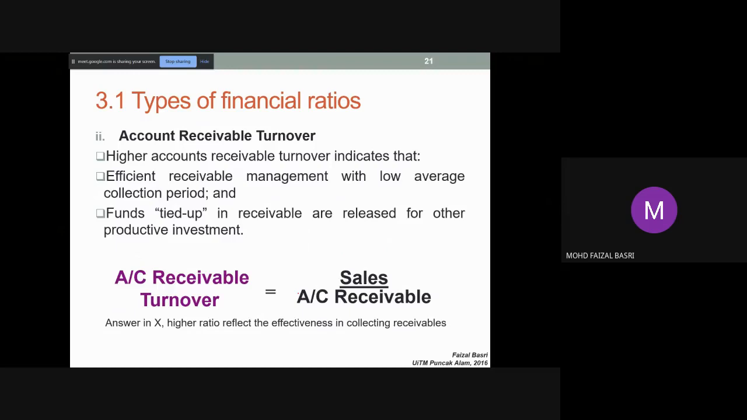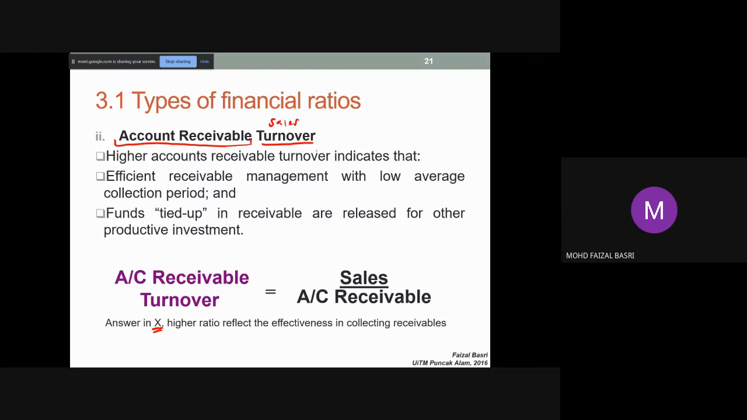So this is our first turnover ratio. As I said earlier, we have first account receivable, and then we have turnover as the second item. And as I said, turnover you can associate with sales. Higher account receivable turnover indicates efficient receivable. So technically, whenever you see the answer in times, the higher the better. The higher the ratio, the better the performance.